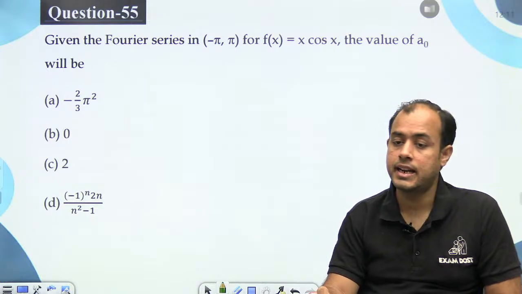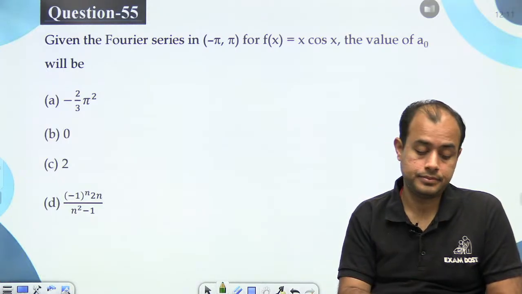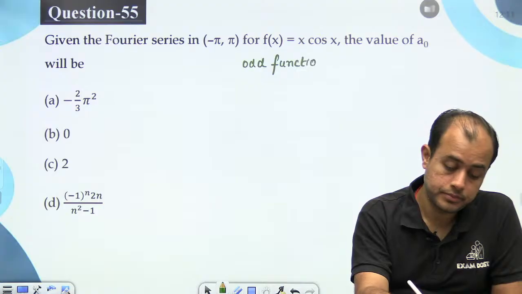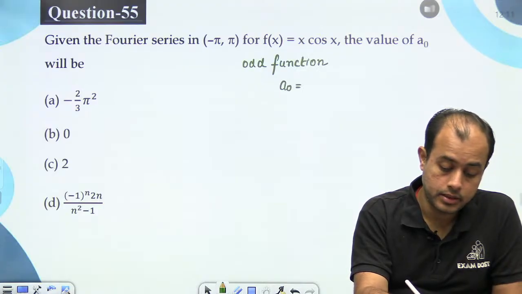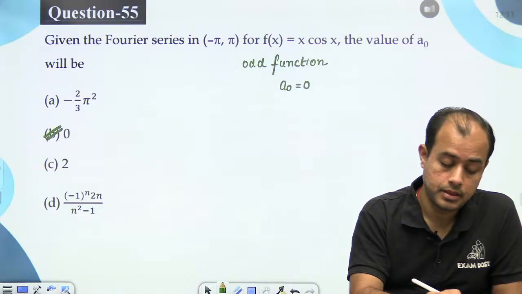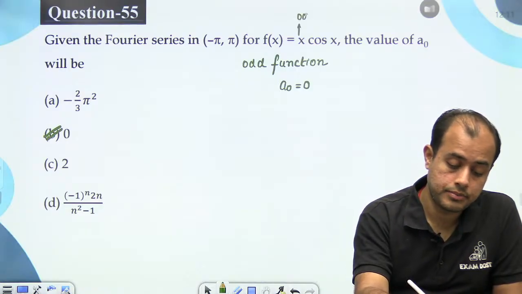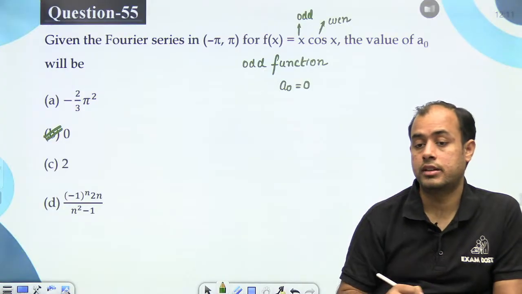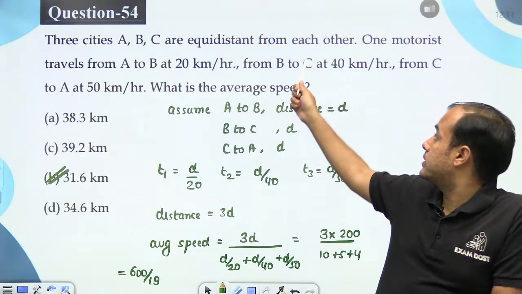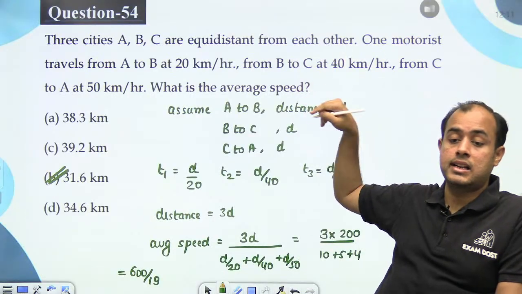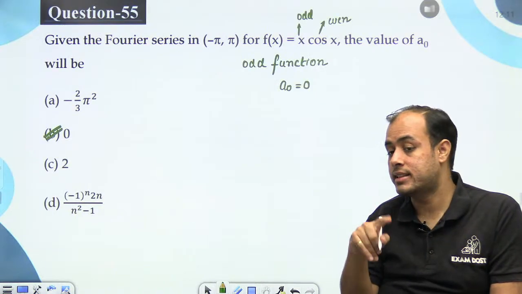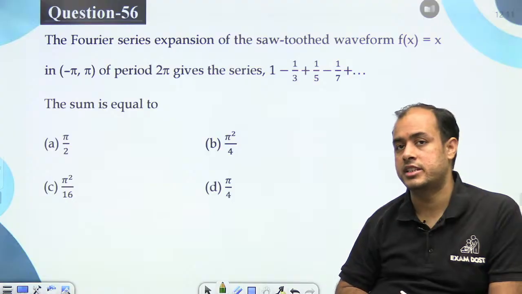Rahul bhai, 600 by 19 will come, not 800. This is an odd function, so a naught is 0. Very simple. Odd times even, the product is odd. Equidistant from each other means like an equilateral triangle, Rahul. Okay, I also thought that at first, but it said 3 cities which are equidistant from each other.